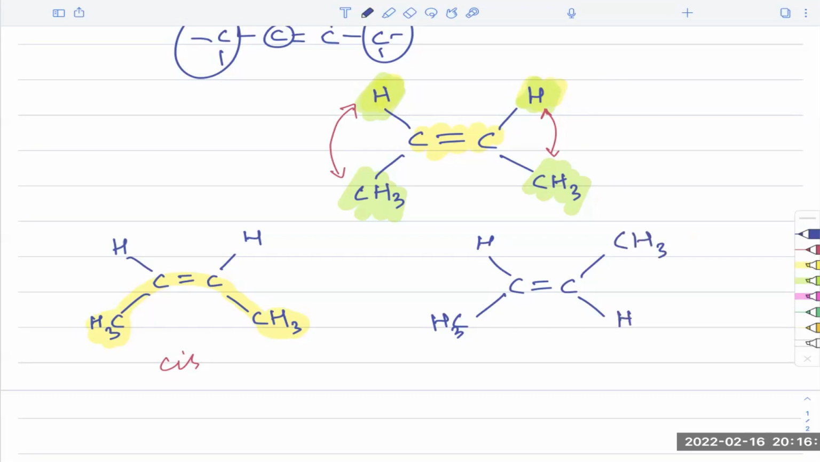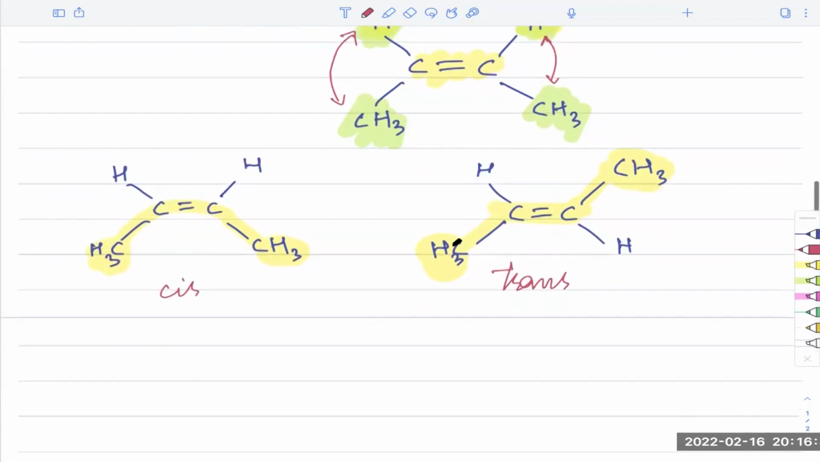Why? Because there is limited rotation of the double bond. And now the methyl group is on either side of this. Because of that, this one is on the opposite side, so it is going to be a trans. So that's a trans, which is on the opposite. And this is cis, because it's on the same side. So that is how we get cis trans isomers.